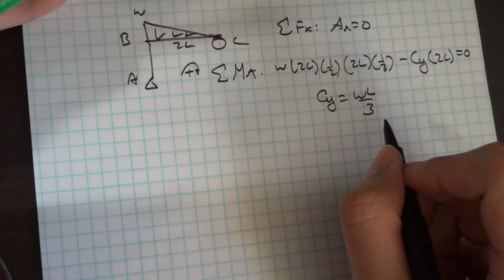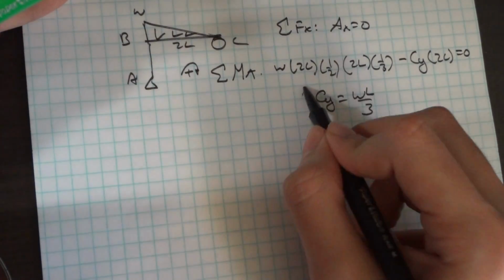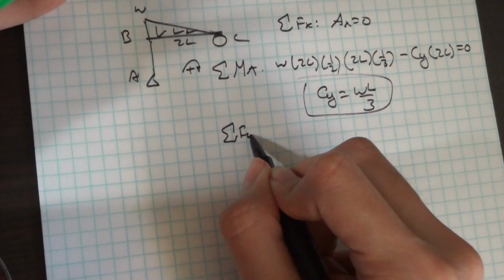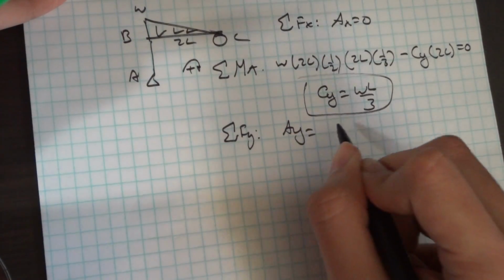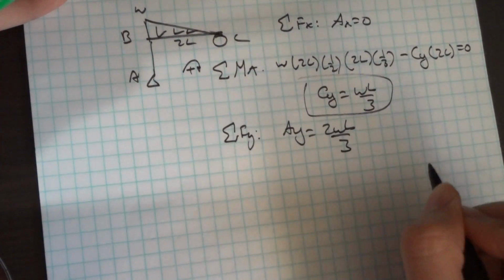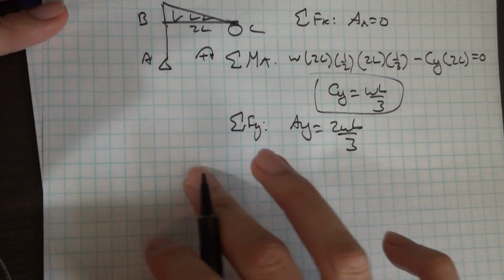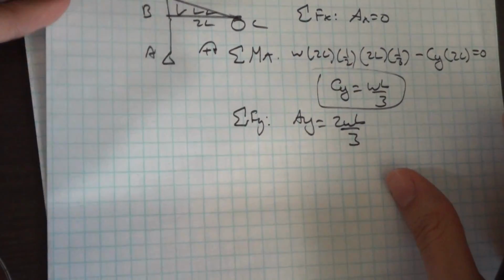Let me just double check that I have this correct here. I think this should be correct. And if I do my sum of forces in the y direction, I should get that AY is equal to 2WL on 3. So those are my reactions. As you can see, that really didn't take too long.